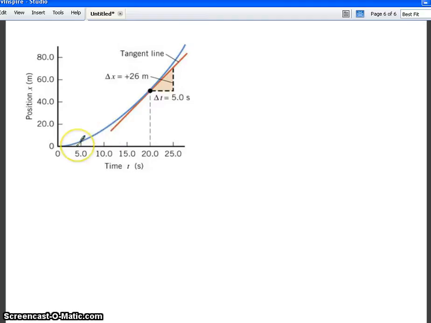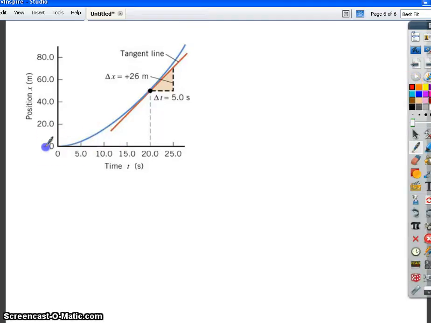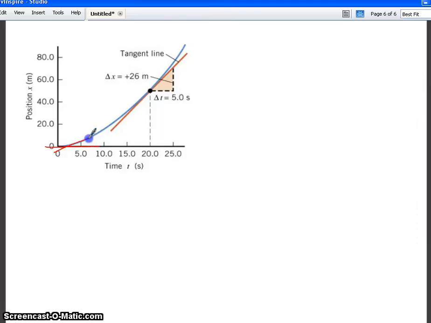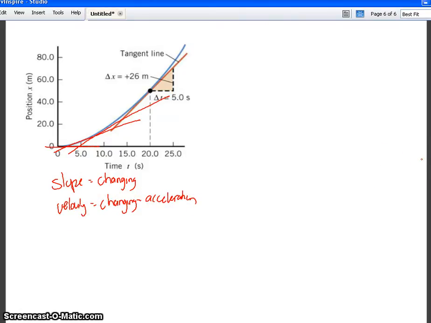The slope here, I'll do a red line just to be clear, would be 0. The slope here would be a little bit more. The slope here would be a little bit more. So notice the slope of this line is constantly changing. Or in other words, if the slope is changing, that means velocity is changing. And what do we know about changing velocity? Changing velocity means acceleration.